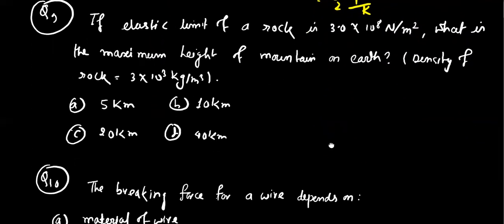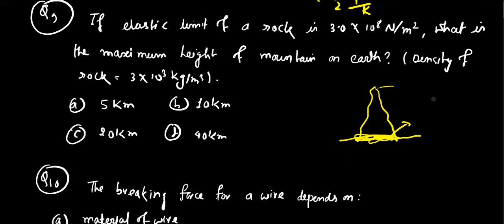Now here we are going to discuss question number 9. If elastic limit of a rock is this much, what is the maximum height of the mountain on earth? Density of the rock is this. Here we have to analyze this as the pressure exerted by this rock mountain must be held by this crust. So we have to find out the elastic limit of this rock.